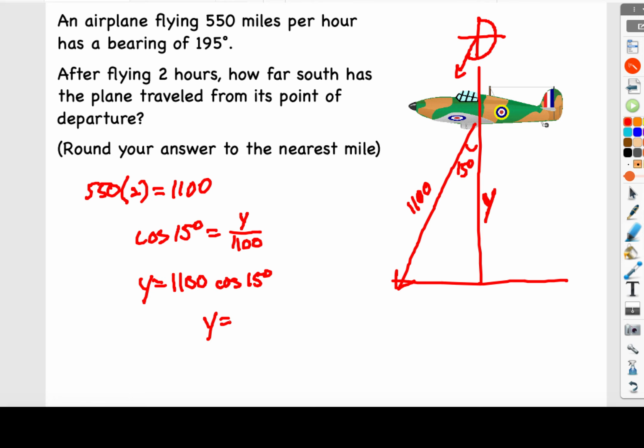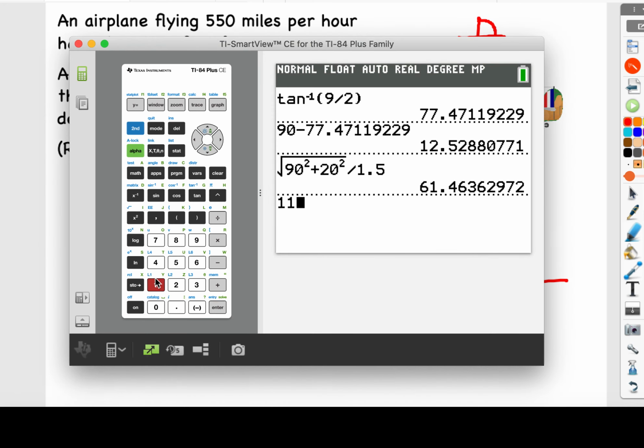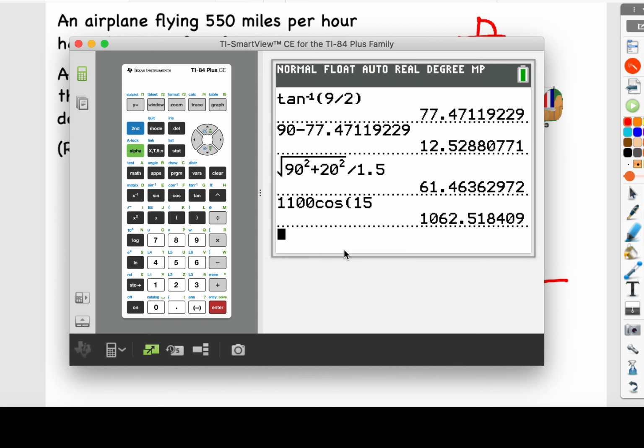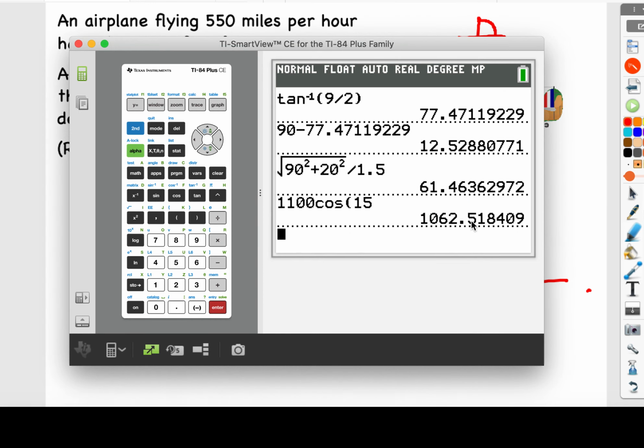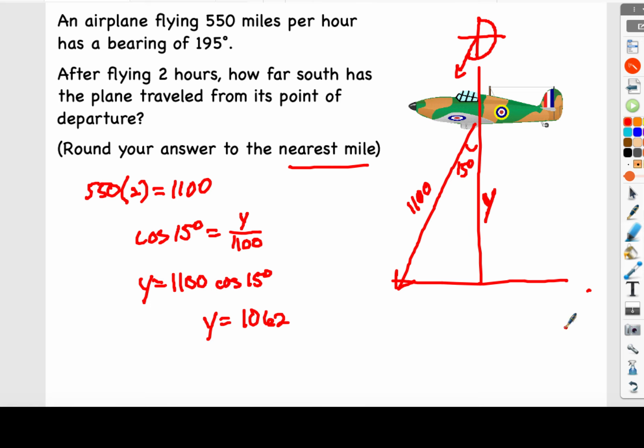And for us, our distance to the south, sorry about that, is going to be calculator, 1100 times the cosine of 15 degrees. So 1062. Okay, 1062, because notice it says to the nearest mile. So actually, let's double check our decimal one more time. Oops, would have been rounded up. 1063, we'll say.